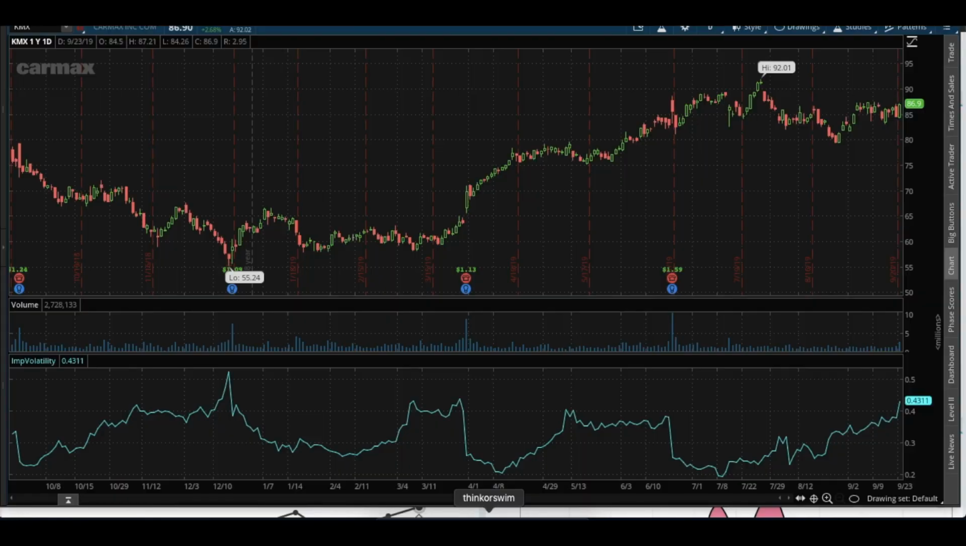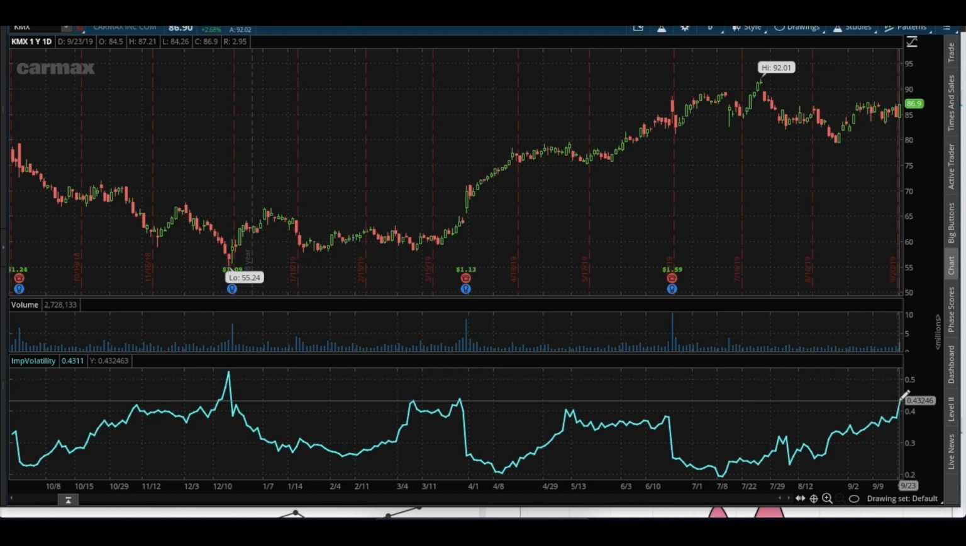I'm going to use Thinkorswim here to give you guys a visual demonstration. And I'm also going to be using CarMax, which is KMX, for the examples. And this is because they have earnings tomorrow. And I also have a short volatility position on the company. So let's take a look at what the implied volatility is. So here you can see the implied volatility is 43 currently. And this is the 30-day implied volatility.